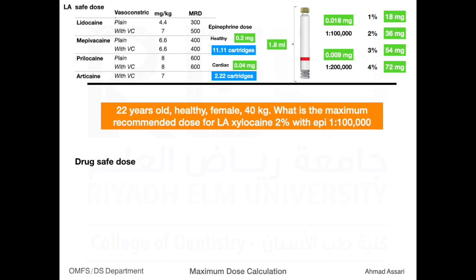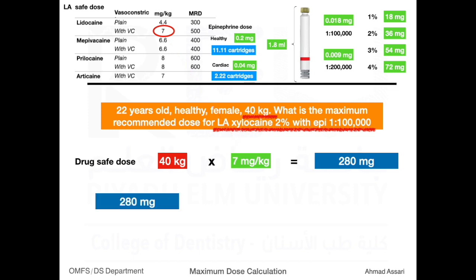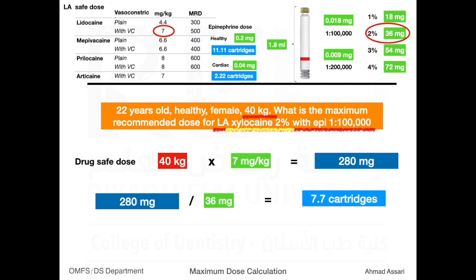We will multiply the 40 by 7, which is the safe dose per kilogram as we see in the table. 280 milligrams is the safe dose for that patient, but we need to convert that into carpules or cartridges, so we will divide 280 by 36 as we are using 2% concentration, which will give us around 7 cartridges.